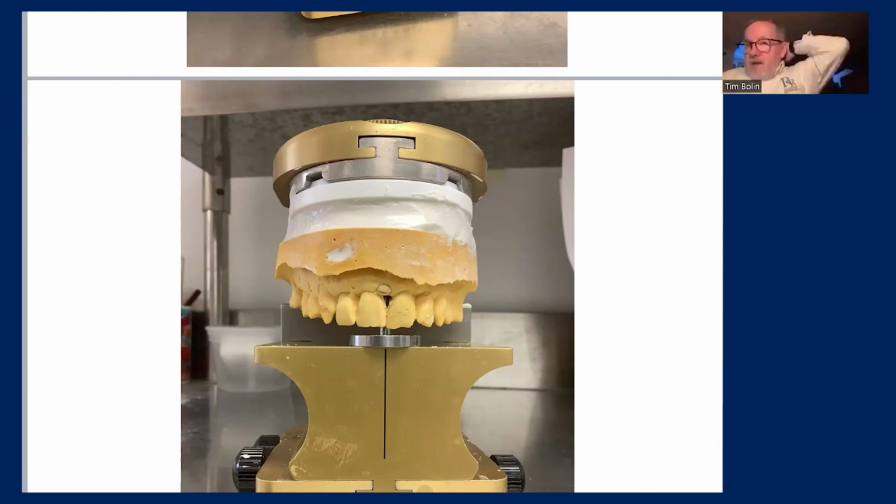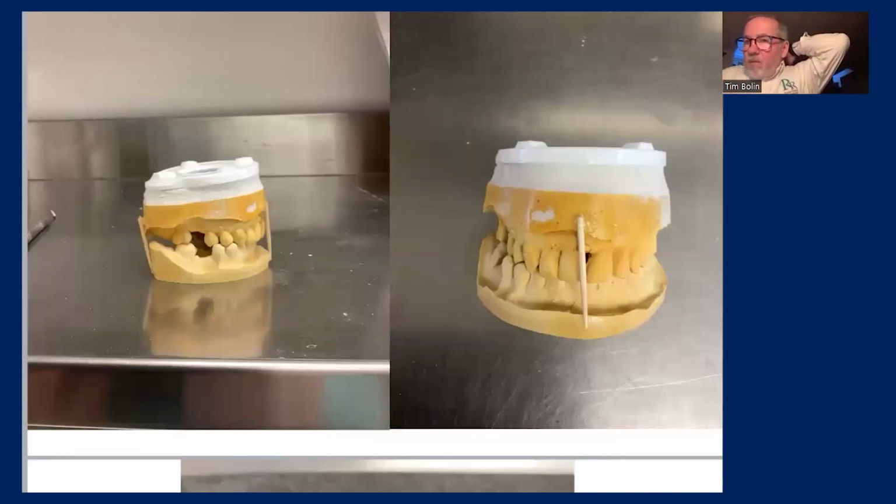So once we've got the upper mounted, we're going to move on to our lower. And this is the situation. This is what was sent. No instructions as far as what the opening was going to be. Just simply make a bite splint. So we're going to mount our lower model in MIP, or maximum intercuspation.